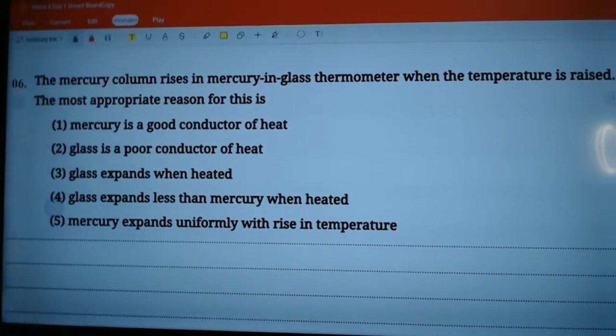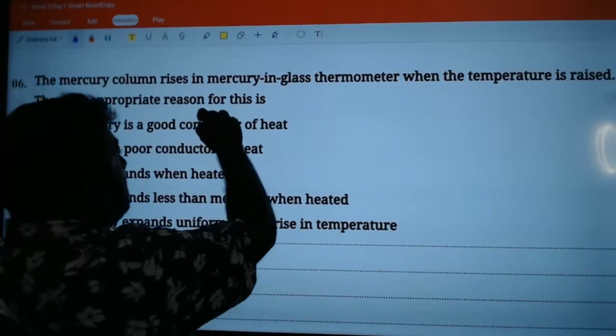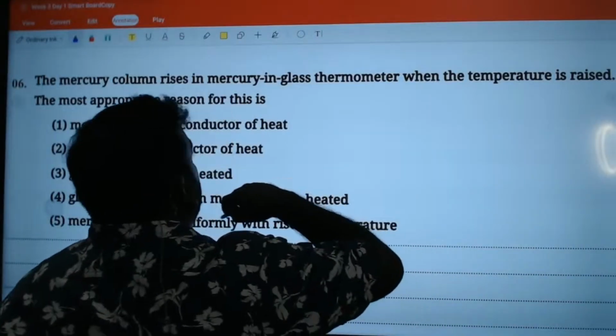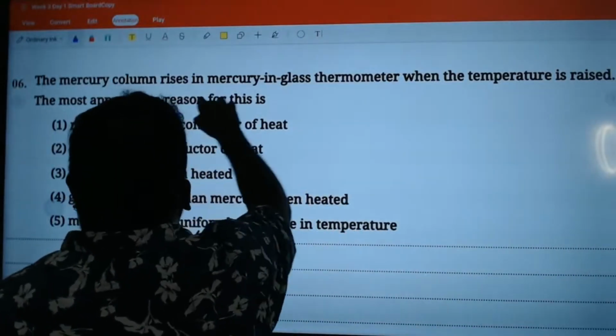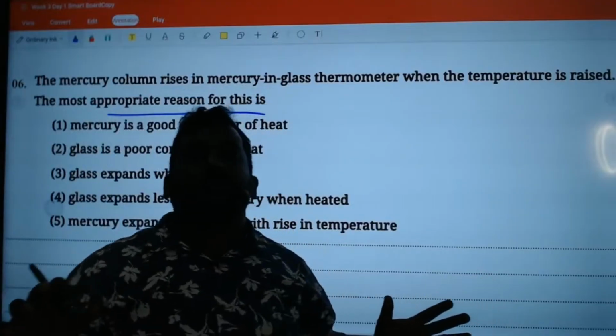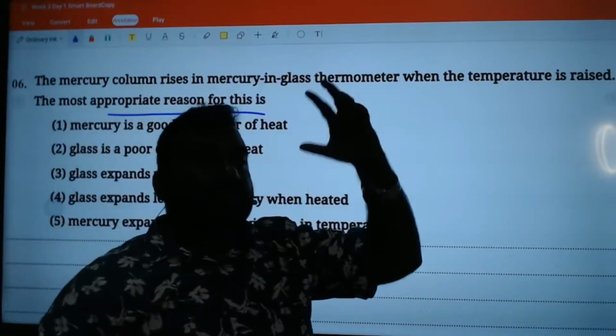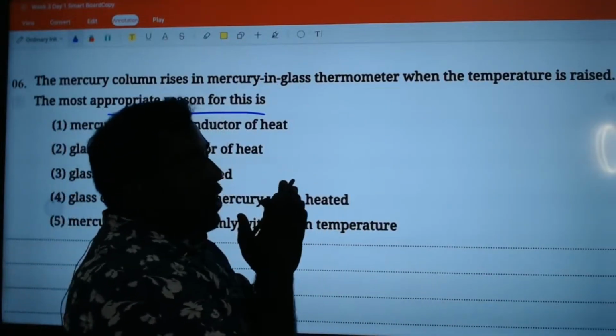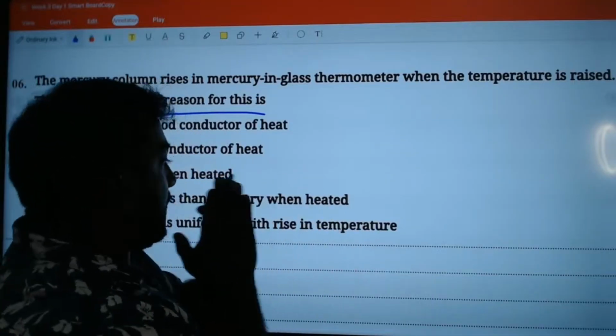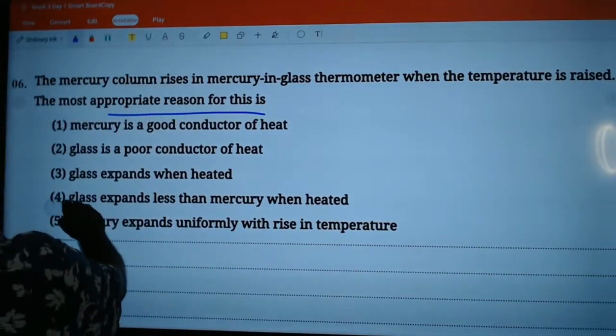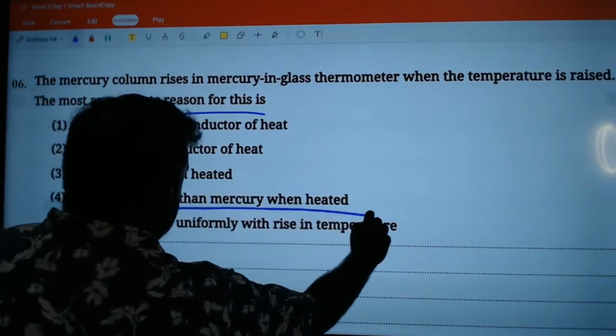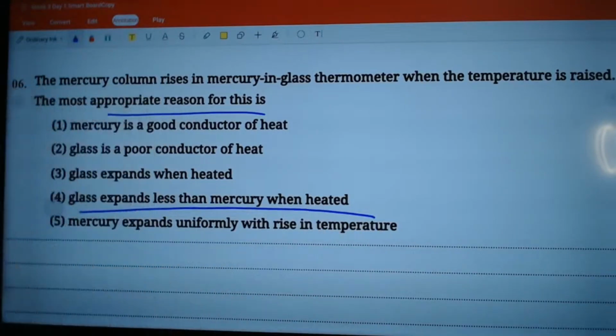MCQ number 6. The mercury column rises in a mercury glass thermometer when the temperature is raised. The most appropriate reason? Now we know this from thermal expansion. Why does it rise? That's very simple. That's because mercury is expanding more than glass. Glass expands less than mercury.